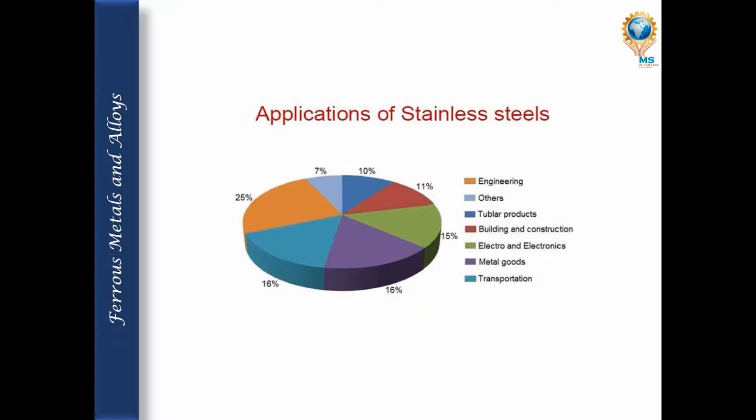For the applications of stainless steel, 25% is used in engineering, 10% other, 10% tubular products, 7% other products, 11% building and construction, 15% electro and electronics, 16% metal goods, and 16% transportation. So basically, the largest percentage is used in engineering. So these are the applications of stainless steel in different sectors.